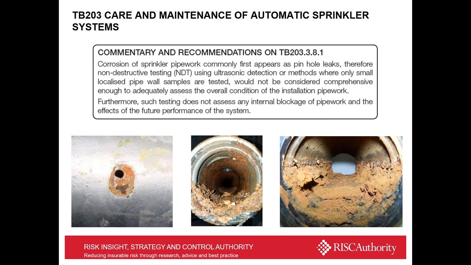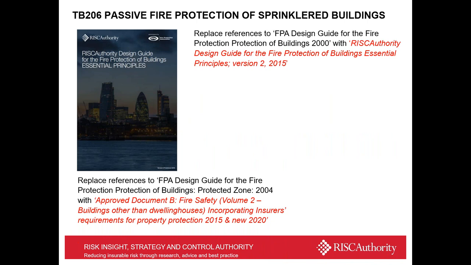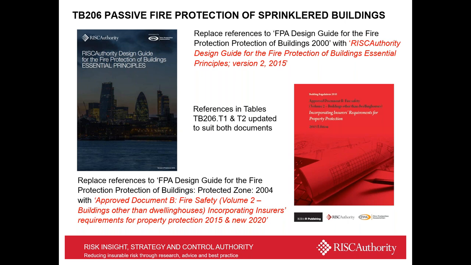As mentioned in the summary earlier, TB206, there have been some recent updates to risk authority documentation, and as you can see there, we have the essential fire principles, fire protection of buildings. Bottom right is the insurer's approved document B for fire safety. And these have been updated, and I believe we are currently updating approved document B fire safety with insurer's requirements. So that will be out later this year.